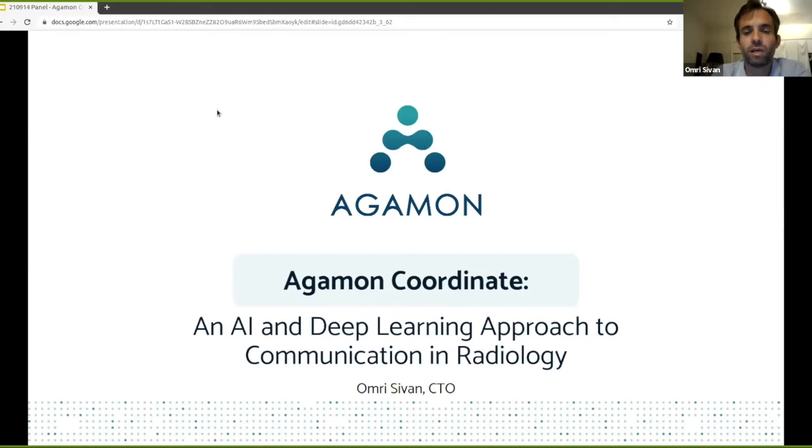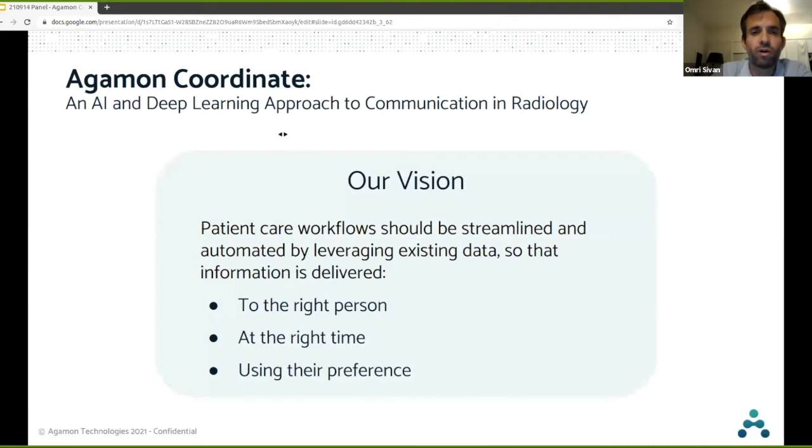I want to present Agamon Coordinate, which is an AI and deep learning approach and platform specifically for communication in radiology. So I'll start with our vision for this platform.